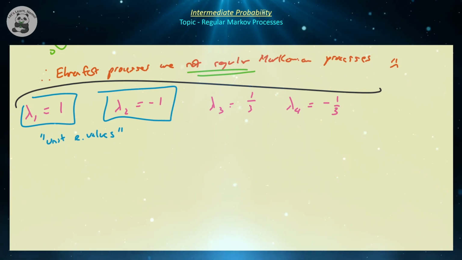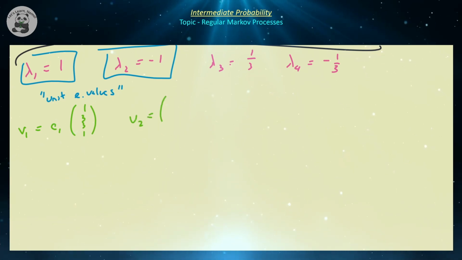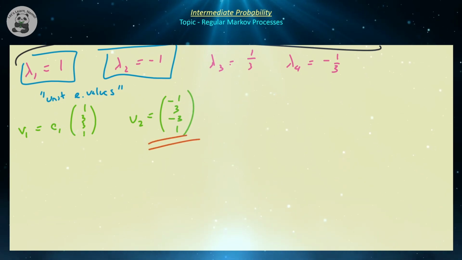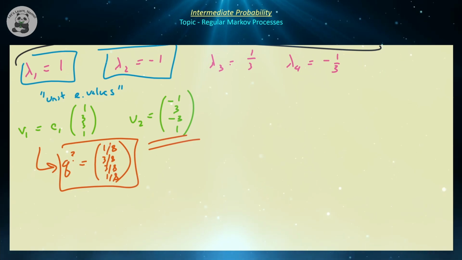So we're looking at our two unit eigenvectors, one guaranteed to be one of them, and we're going to look at the eigenvectors for both of them. V1, for example, is going to be equal to C1 times (1, 3, 3, 1), and V2 is going to be (-1, 3, -3, 1). We clearly see that this vector cannot be made into a probability vector, but we can make V1 into a probability vector very easily by doing 3 plus 3 plus 1 plus 1, which is going to be 8. So we have 1/8, 3/8, 3/8, and 1/8. One could ask, is this a limiting distribution for our system?